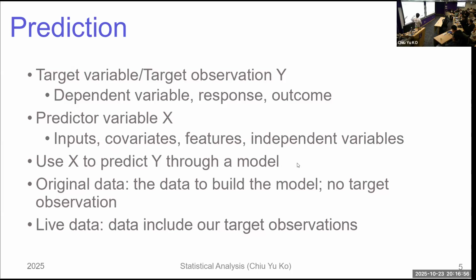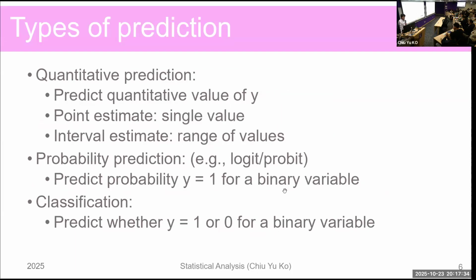So the idea is you want to use X to predict Y. And in this literature, Y can be called many names. You call it dependent variable, response, outcome, and X can be called covariate, input, independent variable. And basically, you want to use X to predict Y. And the model, we call the original data, okay? The data to build the model, and the live data is data with some target observations, okay? Just some terminology there, okay?